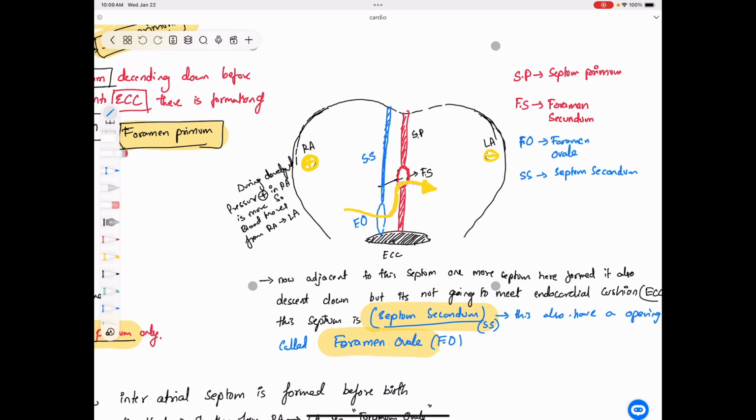It leaves an opening called foramen ovale. This is foramen ovale. This is foramen secundum in septum primum. This is foramen ovale in septum secundum.